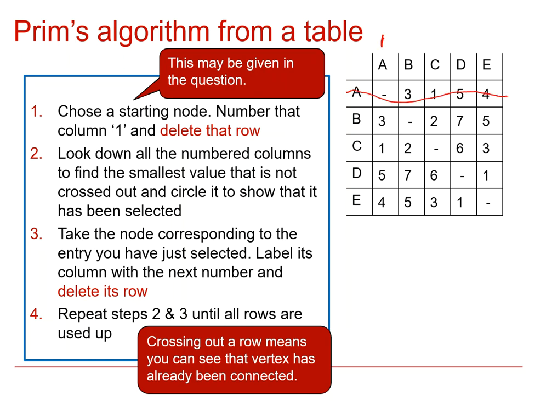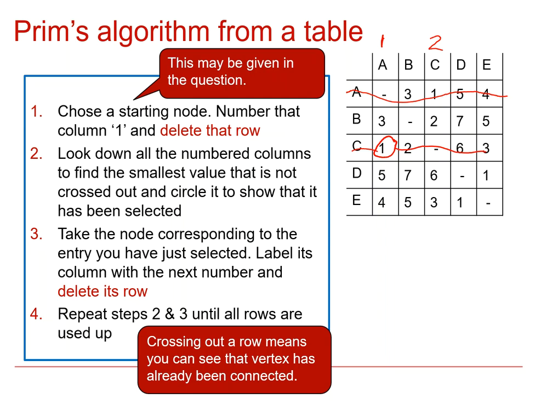Then step 2, we look down all the numbered columns. Well, there's only one numbered column at the minute, and find the smallest value that's there and circle it. And then what we do is we take that node, which is we chose node C, and we label that as the next column. So we'll put a number 2 above the C, and then we'll delete the row for C like this.